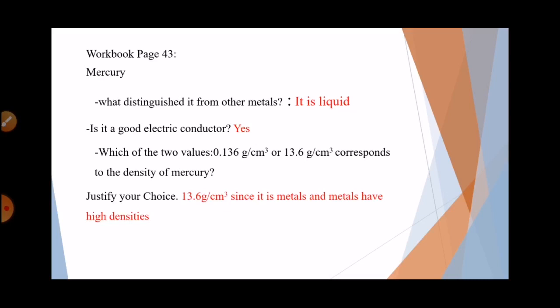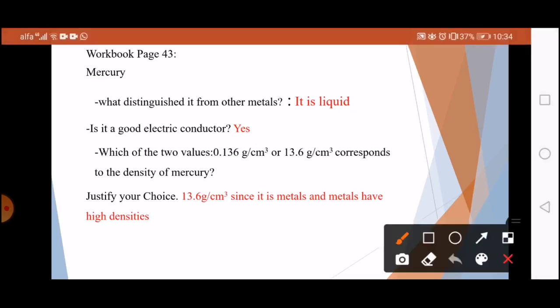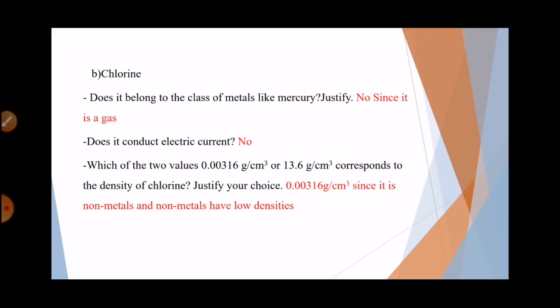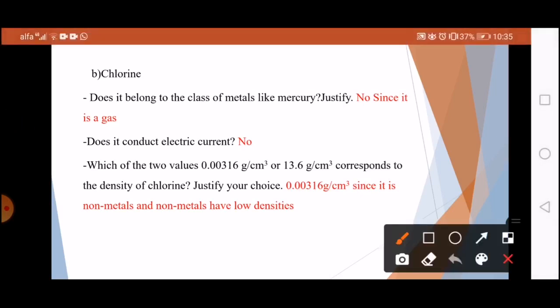Which of the two values corresponds to the density of mercury? As we know, mercury is a metal and metals are characterized by their high densities, so we choose the highest value. Chlorine. Does it belong to the class of metals like mercury? Of course not, since it is a gas. Does it conduct electric current? Of course not, since gases do not conduct electric current.